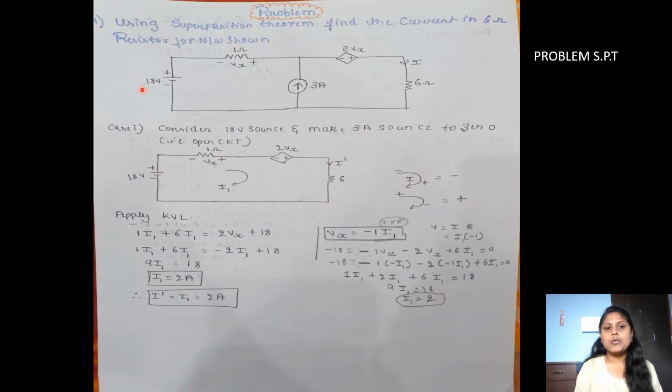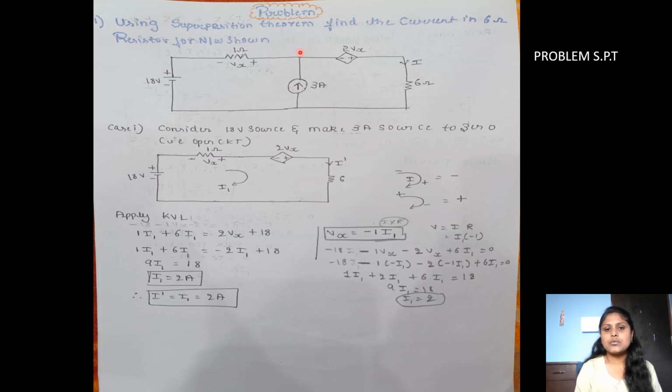So here is the problem on superposition theorem. The question is, using superposition theorem, find the current in the 6 ohm resistor for the given network. As you can see, it obeys the condition. There is a voltage source and a current source, and one of them is a dependent source. So first of all, we have to check whether it obeys the condition or not.